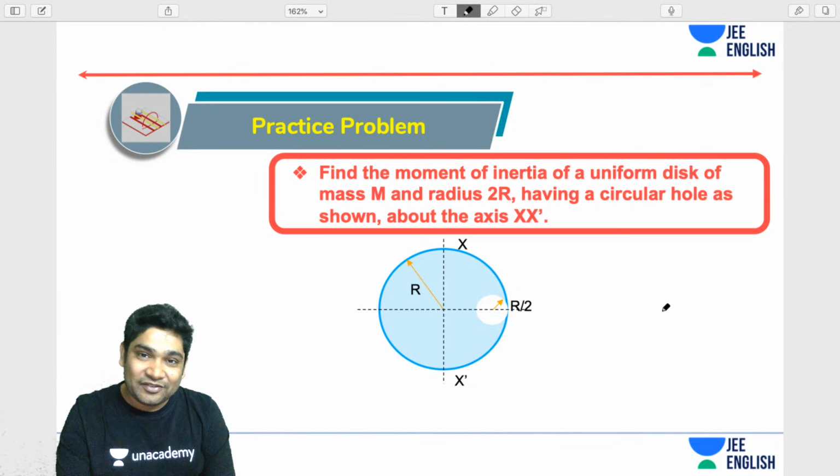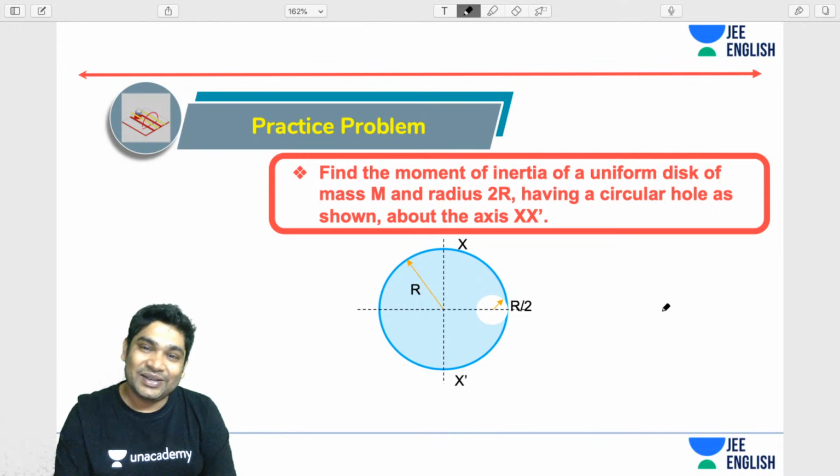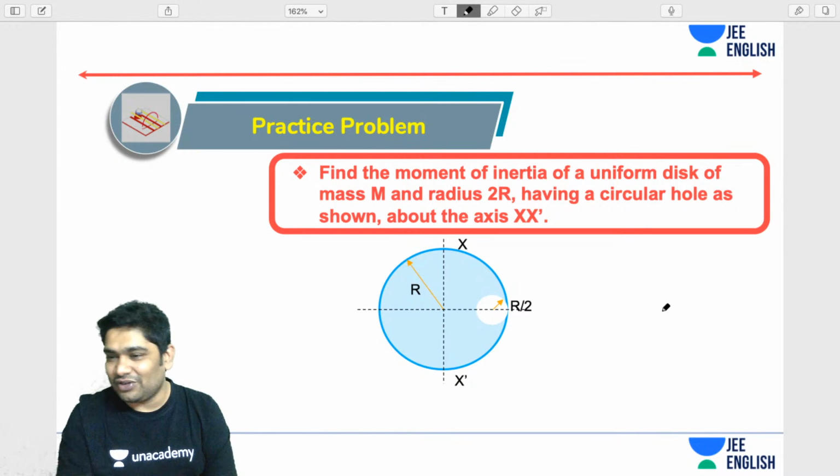I'll try and give you shortcuts which are applicable in a wide variety of situations. Mostly you will have shortcuts which apply to only one or two kinds of questions, so only in a very specific situation can you apply them.